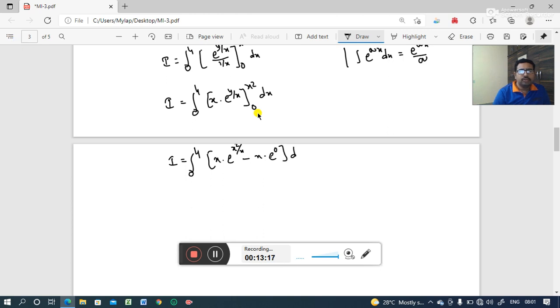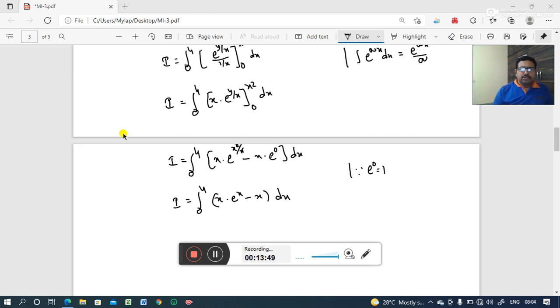Therefore I is equals to integral 0 to 4. Here x square by x means x cancels, so you get x into e power x minus x into e power 0. The value of e power 0 is 1. Therefore x into e power x minus x, into dx.